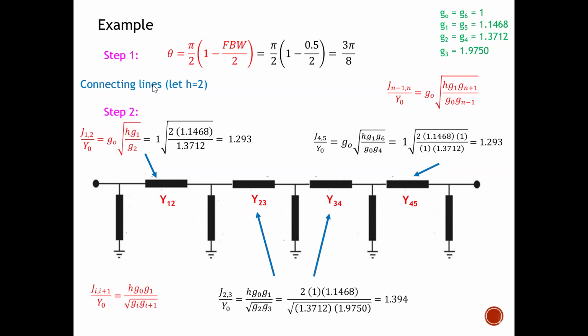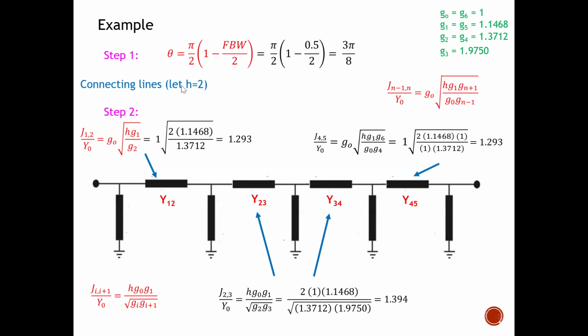Step number 2, we are ready to design the connecting line. So basically we can let h equal 2. You can see that there is actually an h term here. This number can be any number, but I will strongly suggest you keep it within like 1.5 to, let's say, 3.